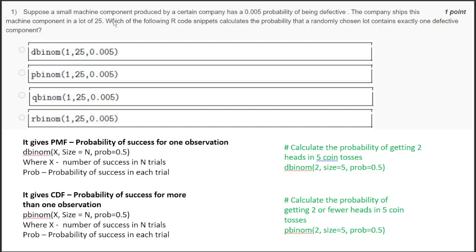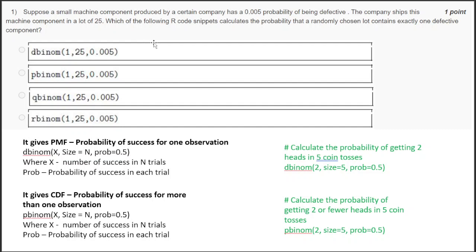The question is: suppose a small machine component is produced by a certain company. It has a probability of being defective of 0.005 per piece, which is relatively very low. The company ships this machine component in a lot of 25. Which of the following R snippets calculates the probability that a randomly chosen lot contains exactly one defective component?